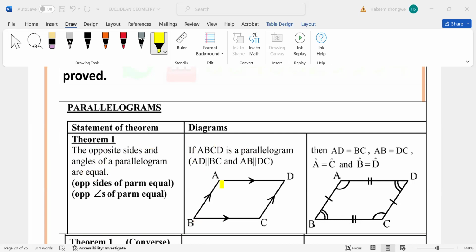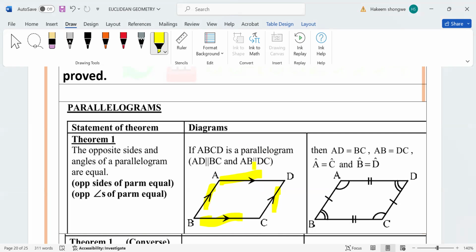Now, once you say something is a parallelogram, we're saying this one is parallel to this one. We're also saying this one is parallel to this one. But there are certain things that are missing that we can add, and when we add them, it's going to be our statement and reason. Let's go to our statement. What did our theorem say? Our theorem says opposite sides and angles of a parallelogram are equal.